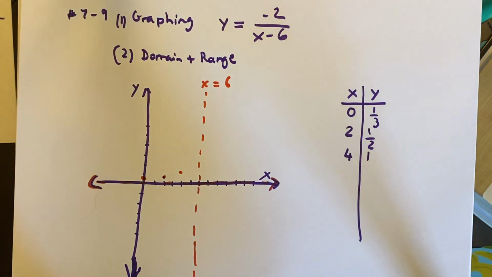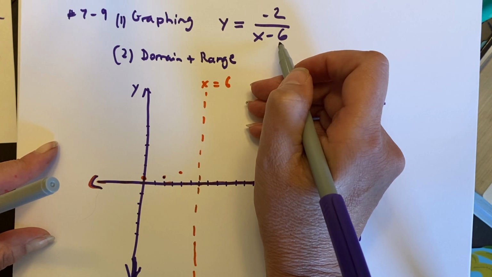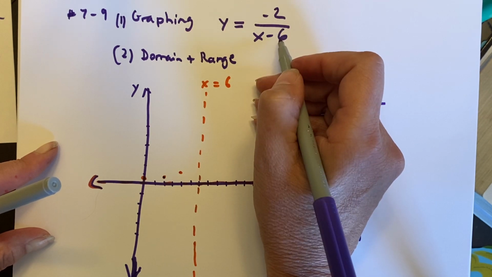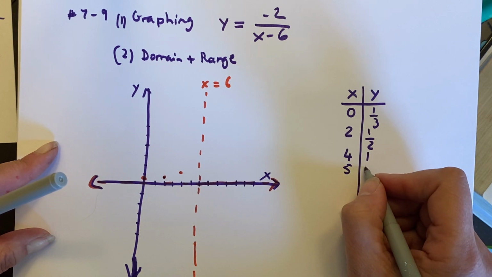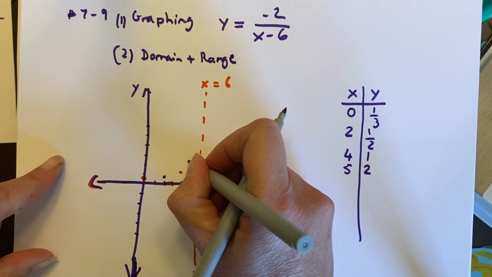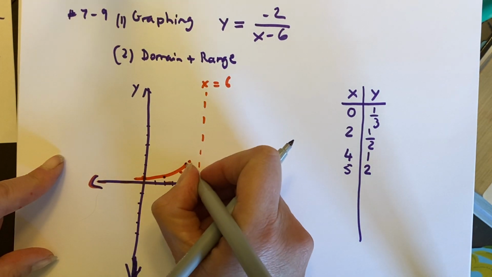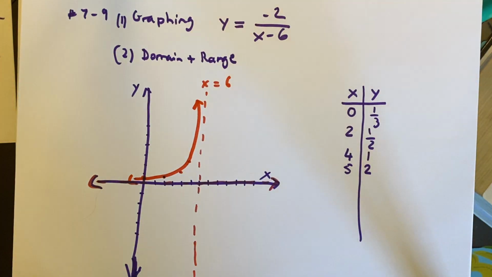I'll just try one more. What happens if I put in 5? 5 minus 6 is -1. -2 divided by -1 is 2. So I'm going to be here, and I can see my branch. Sorry, second buzzer. Going up this way.